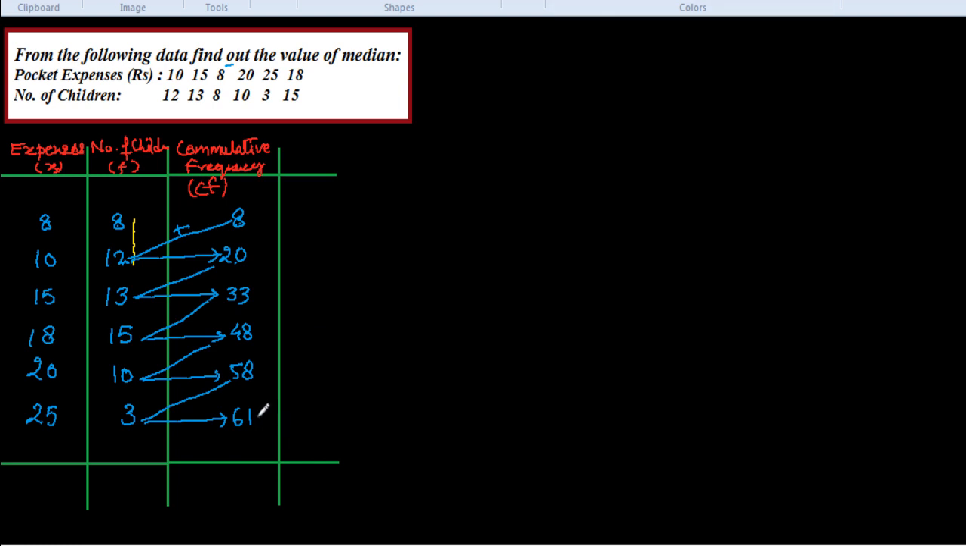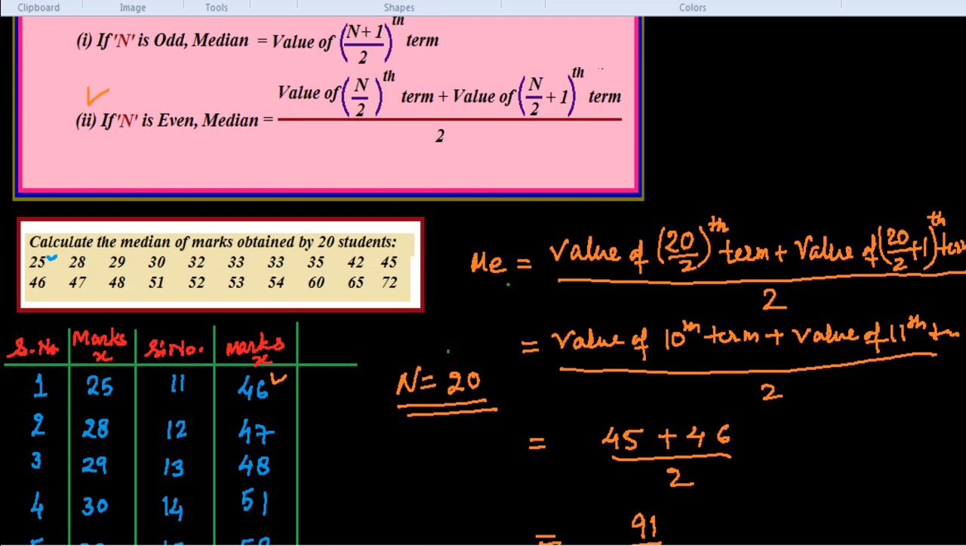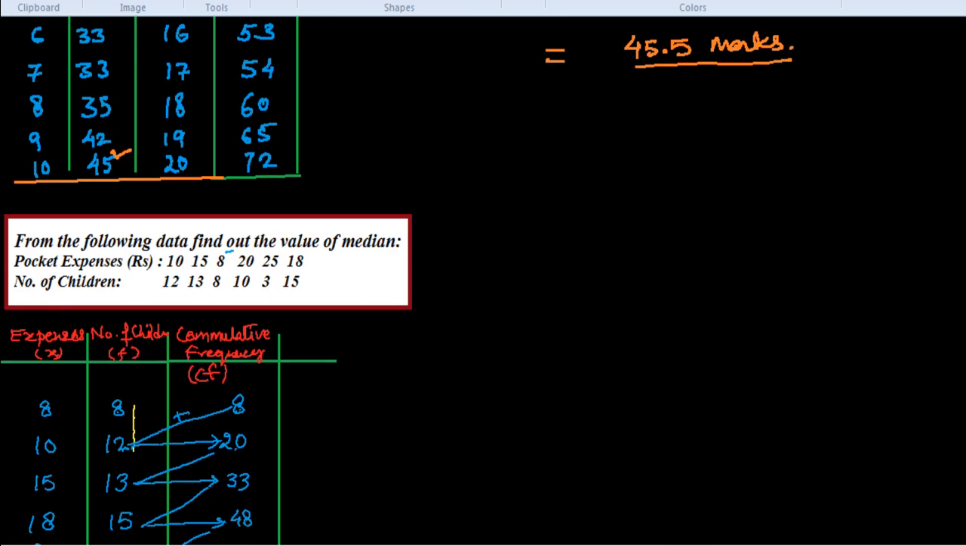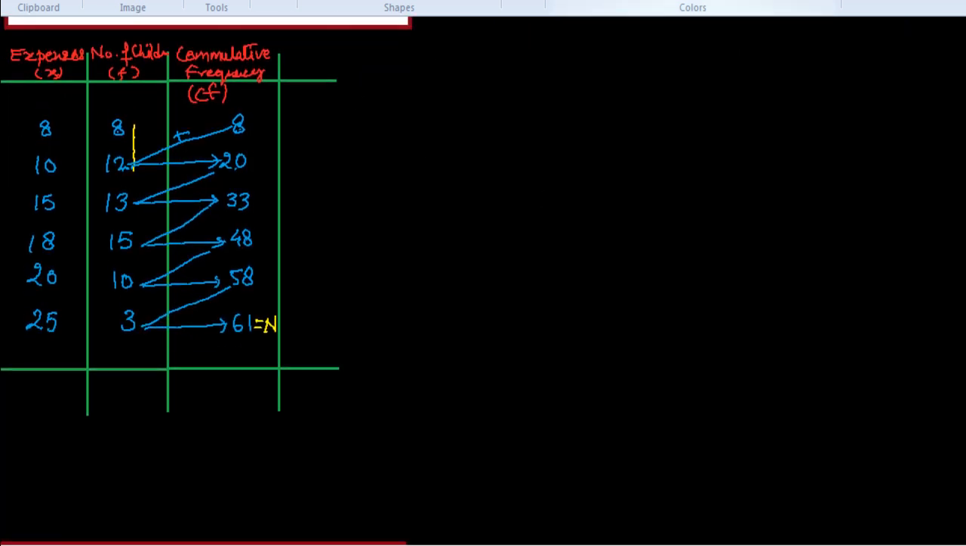So here we get the total number of data is 61. 61 is our n here, the total summation of all the frequencies. 61 is an odd number. So we have to follow this formula for this: the value of the (n plus 1) over 2 term if n is odd. Median is equal to the value of the (n plus 1) over 2 term.